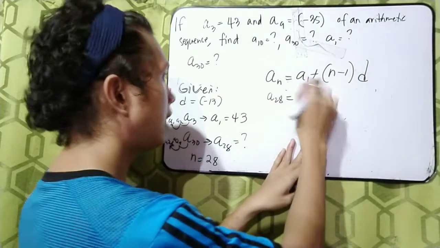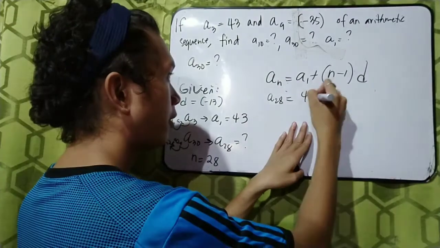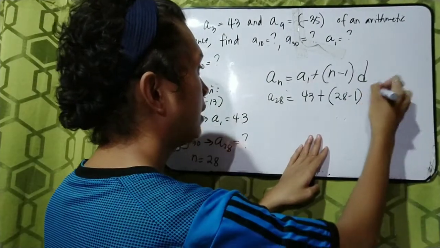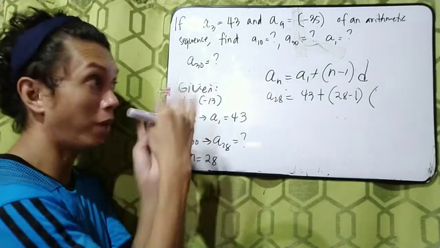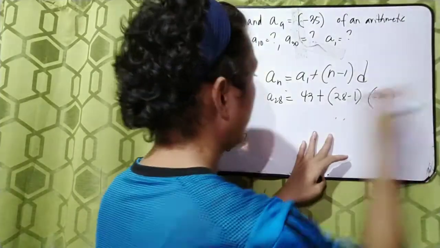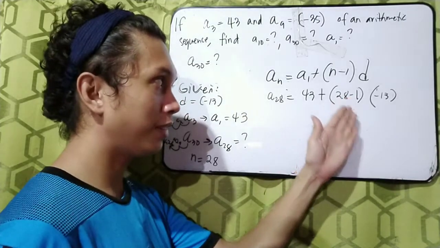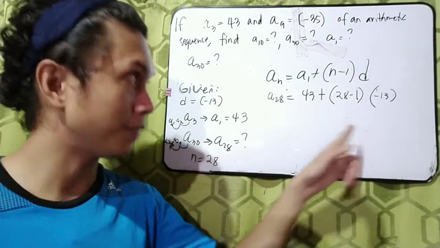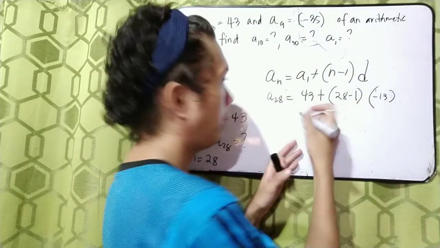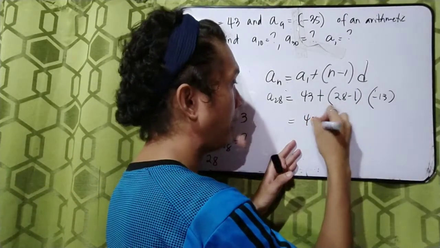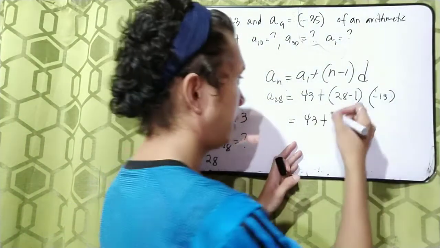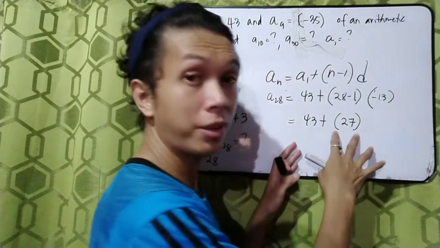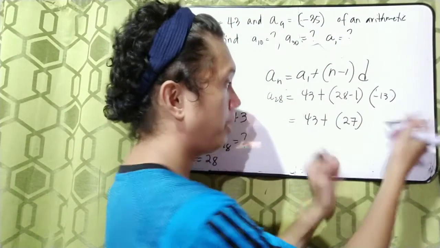Do not be confused. Our a sub 1 is 43 plus our n is 28 minus 1 times the d that we have solved a while ago, that is negative 13. Since we have values inside the parentheses and following the rules of order of operations, that is PEMDAS, parentheses first, let us execute this operation inside the parentheses. So let us copy all those numbers which are not affected. So 28 minus 1, that is 27. Still, we need to write the parentheses because it has another value beside it.